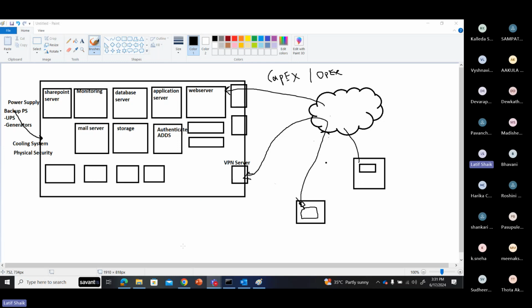But in a medium business, what happens? We can't afford it, because you have to buy. The capital expenditure is the upfront cost. Upfront cost means you have to pay immediately and purchase. Then operational expenditure means monthly you have to pay for maintenance. So certain organizations cannot afford all these things.